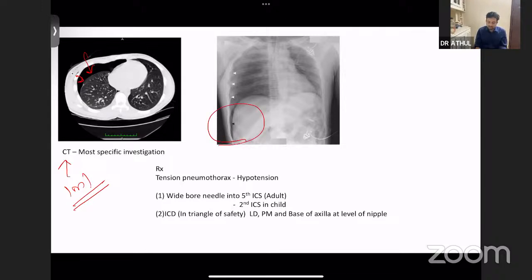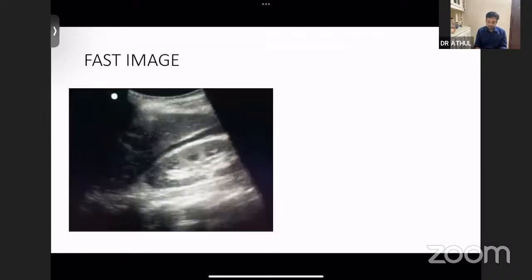You should understand that in case of tension pneumothorax, there will be hypotension because of compression of the large vessels. You should immediately put a wide bore needle into the fifth intercostal space in adults and the second intercostal space in children. Also, the ICD is put in the triangle of safety. You should know the boundaries: latissimus dorsi, pectoralis major, and base of axilla at the level of the nipple. All these are very, very important for your exams.